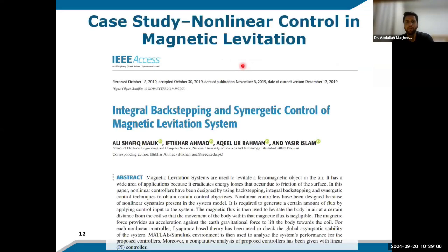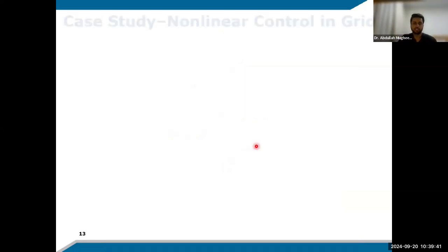Here's another example, the magnetic levitation system. Some of you might have heard about the bullet train, which is used in Japan and a lot of other countries. This bullet train also works on a magnetic levitation system. So they use integral backstepping and synergetic control. Two control techniques were used for the magnetic levitation system, and they stabilized the levitating object using intelligent decisions. Okay, so this is another example.